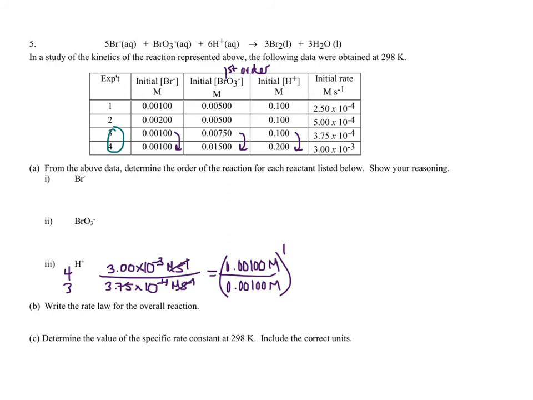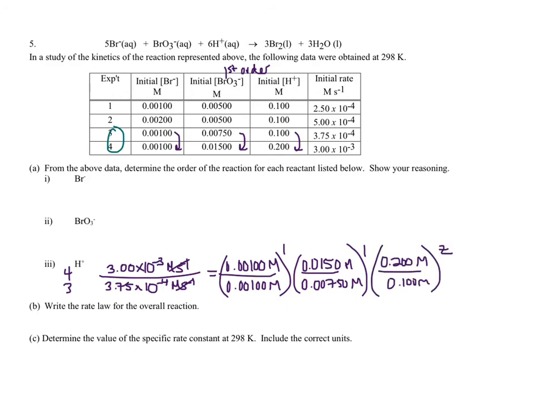And I'll do the same thing with BrO3-. Here is the ratio, and I know that's also raised to the 1 power because the order of BrO3- is 1. And lastly, I'll do H+. I'm not sure what that order is, so I'll raise it to the z. Just make sure that that's not a 2, that's a z. And let's see how the different things drop out here.